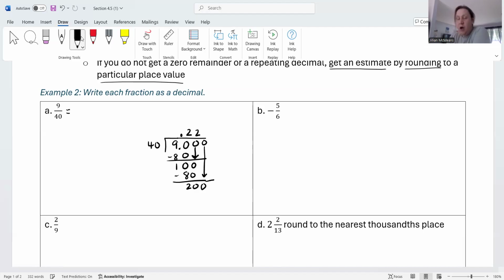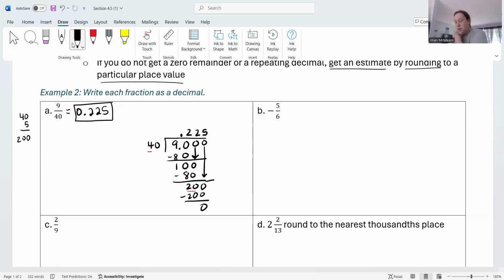And now we have to figure out how many times 40 will go into 200. Let's think about this. I know 4 will go into 20 5 times. So let's see what we get if we do 40 times 5. 5 times 0 is 0, 5 times 4 is 20. So 40 actually goes into 200 exactly 5 times. So I put the 5 up here. 5 times 40 is 200. I've got my 0 remainder. So I would say 9/40ths is exactly equal to 0.225, or we could say 225 thousandths.